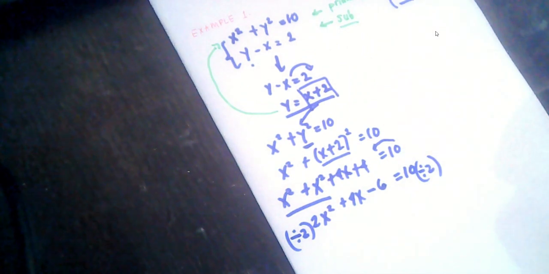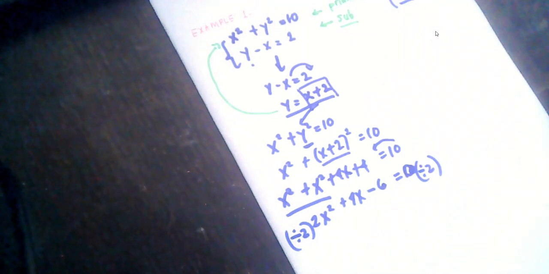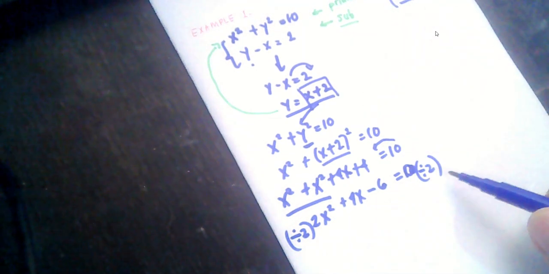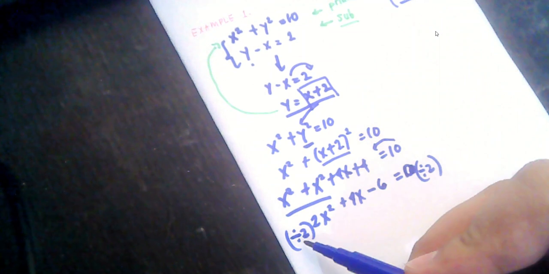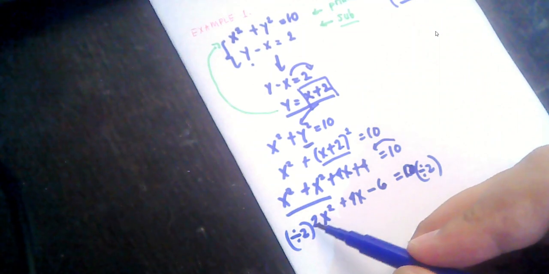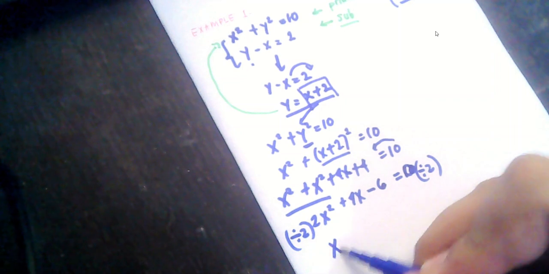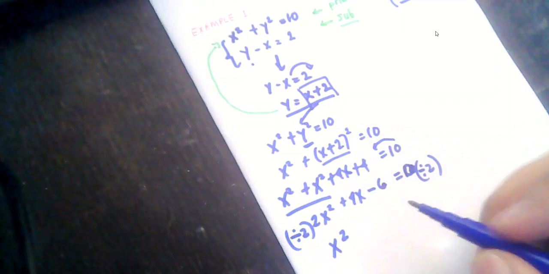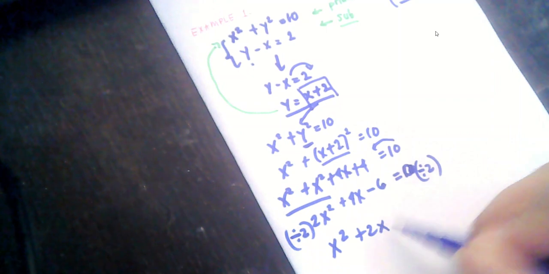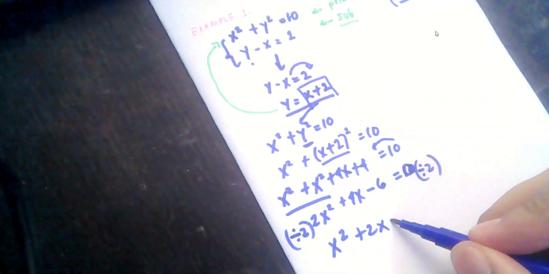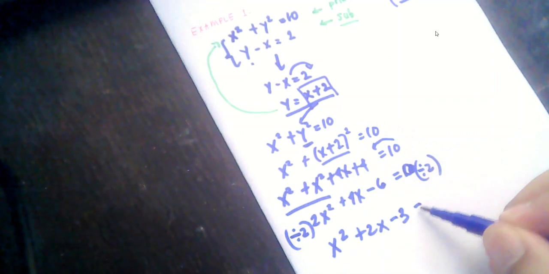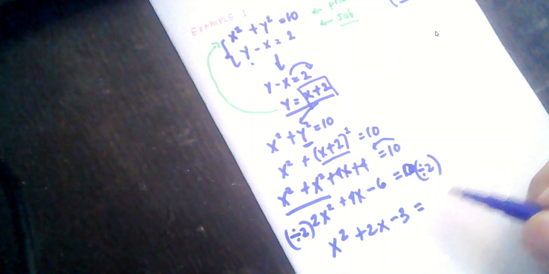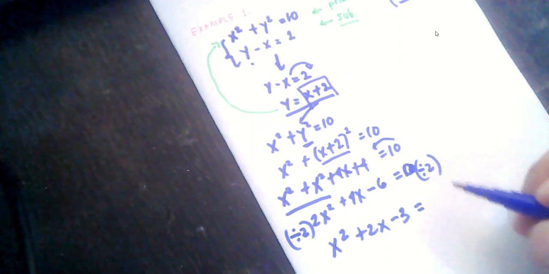So that we can, like, this is already 0, so we can eliminate this. So when we eliminate, it is now 2 divided by 2, that is x squared, cancel. 4x divided by 2, that is 2x. Negative 6 divided by 2, that is negative 3, equals still 0.